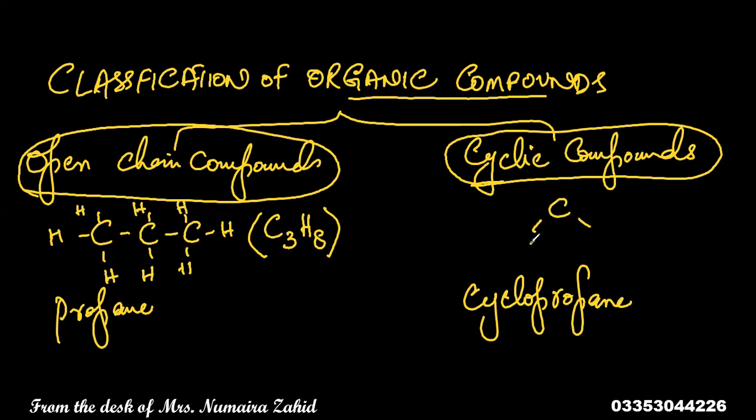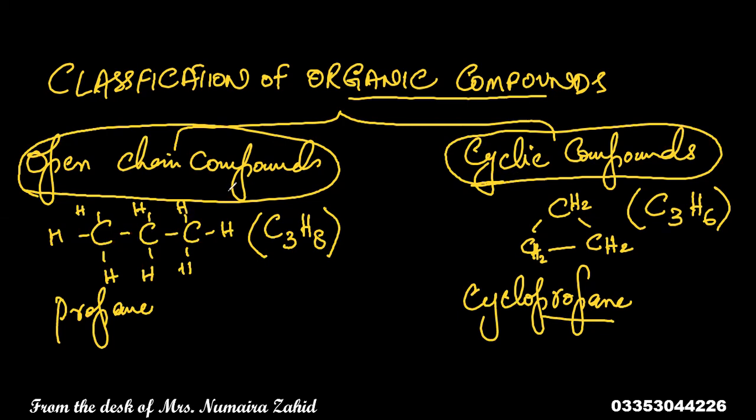So when we connect 3 carbons together, in this way, there are 3 carbon atoms in this structure, and each carbon is making 2 bonds with hydrogen atoms. Okay, so here we can say C3H6 is the molecular formula for cyclopropane, and it is a cyclic compound. So the main categories into which organic compounds have been classified are open chain compounds and cyclic compounds.